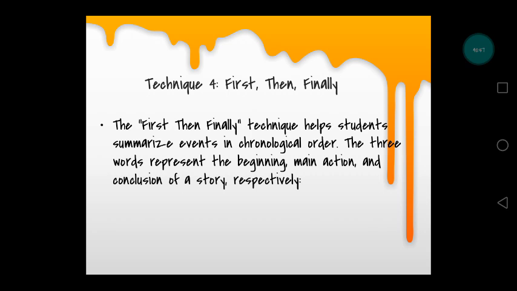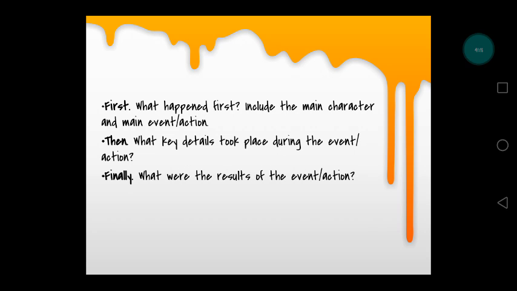Next technique. So the number 4 technique. First, then, finally. So the first, then, finally technique helps students summarize events in chronological order. So the 3 words represent the beginning, main action, and the conclusion of the story respectively. So first, what happened first, include the main character and the main event or action. Then, what key detail took place during the event or action. Then finally, what were the results of the event or action.